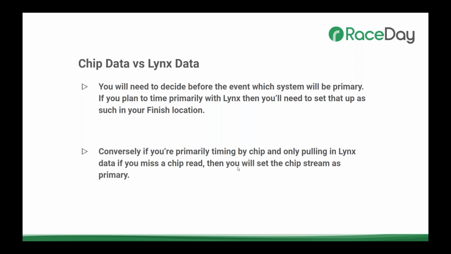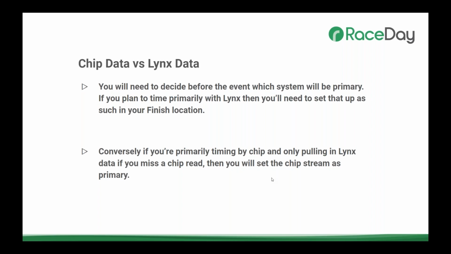So one thing to remember with chip data versus links data, you will need to decide before the event which system will be primary. I know a lot of you guys are doing this already with your mass participation events. If you're using like a Summit or Tomato Reader or the RaceDay timing app, and or like a time machine, and so you're using primary and backup. So if you plan to time primarily with links, then you need to set that up as such in your finish location. So you'll need to make that data stream your main data stream, and you'll set your chip data as your backup.